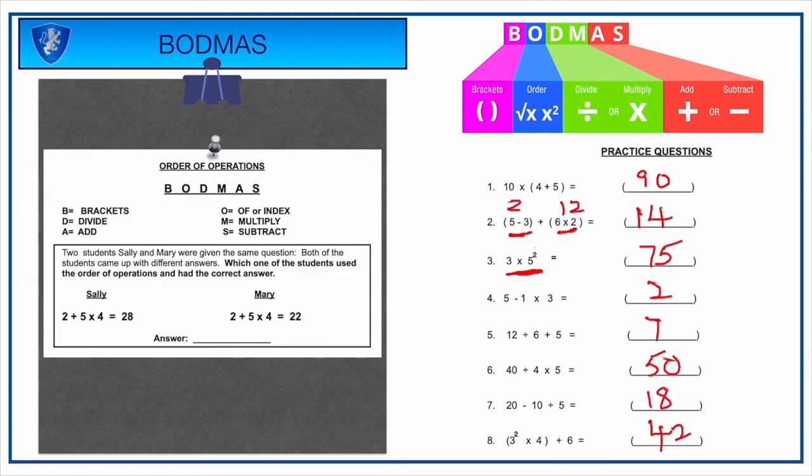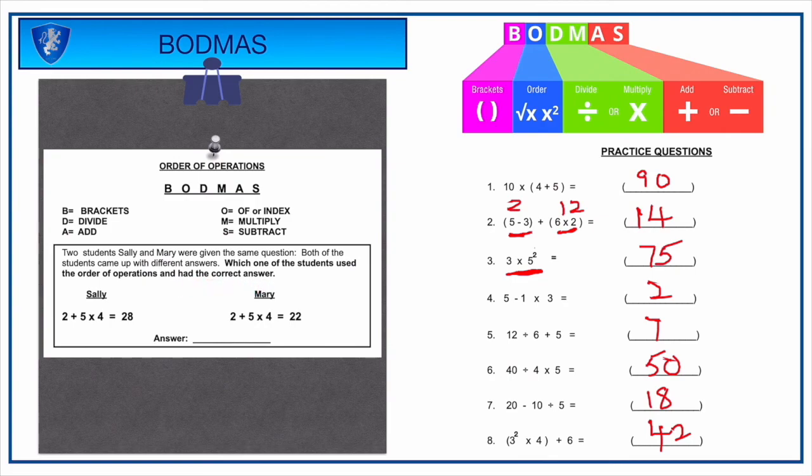Right, I was waiting to show you this question here on the left side. Two students, and again, before I start, you have this indication of what these signs or letters mean here, which you are or should be aware of. The two students, Sally and Mary, were given the same question, and both of the students came up with different answers. Which one of the students used the order of operations and had the correct answer?